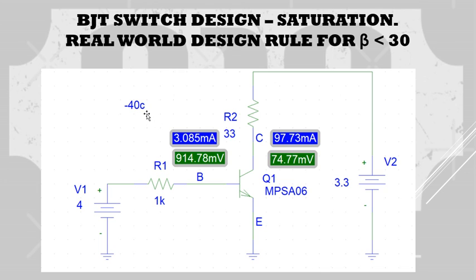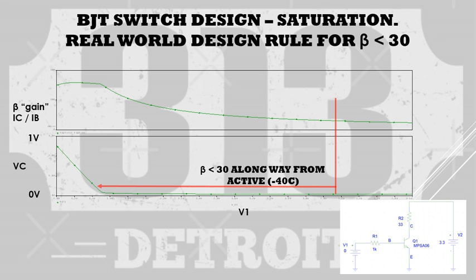Why did we set the temperature at minus 40? Because that's when the gain begins to drop, and that's when the VBEs begin to climb. The VBE temp coefficient, as we mentioned before, is about minus 2 millivolts per degree C. Gain will also drop at cold temperatures. This is the real world design. If you get a forced beta of 30 or less, you're going to guarantee a VCE sat of 0.1 volts. Let's continue to look at saturation in the real world.